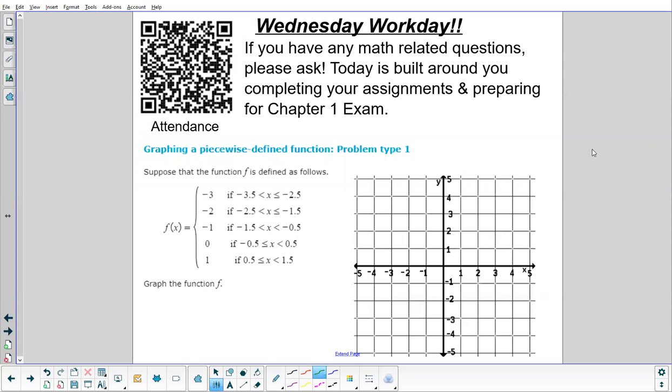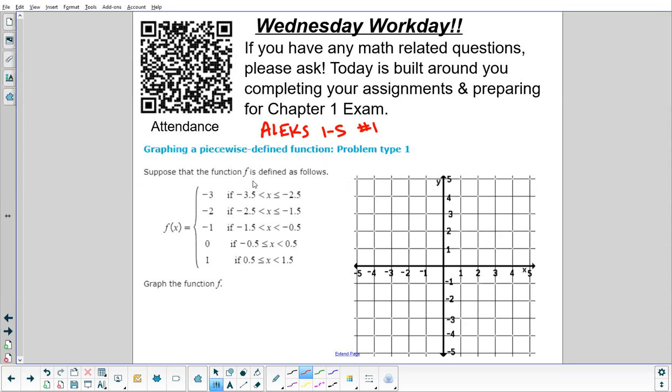All right, we're going to take a look at ALEKS 1-5, number 1. Okay, on this problem, the instructions say we're going to graph a piecewise defined function.